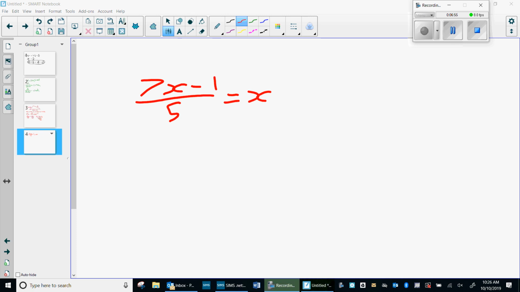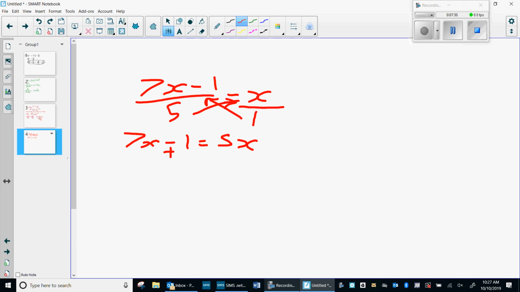Question 7. Okay, so you're supposed to solve this. As you can see, there are two x's. So what I did first was put this x here over 1, so they're both fractions. And then I ended up cross multiplying. So I timed the 1 by 7x minus 1, and the 5 by x. So I got 7x minus 1 is equal to 5x.